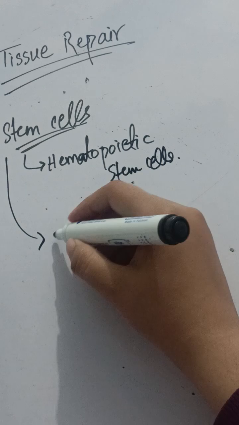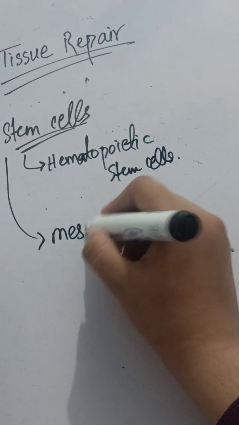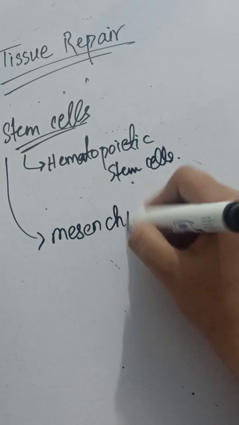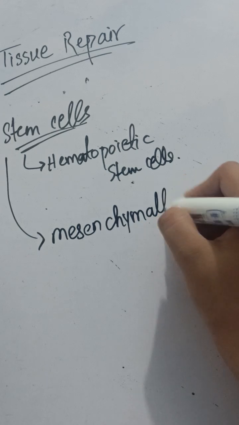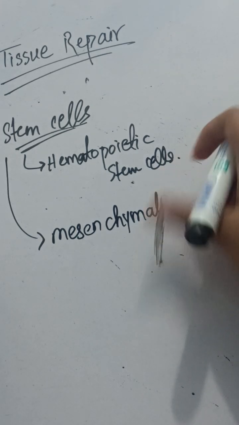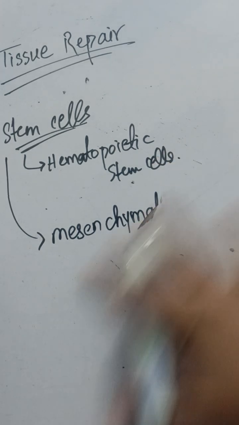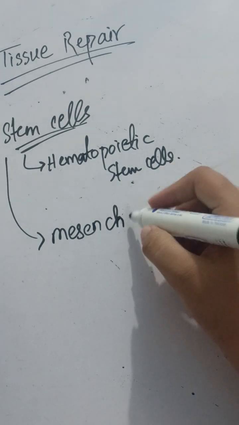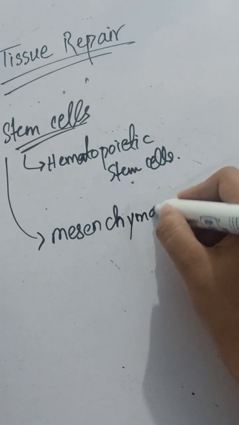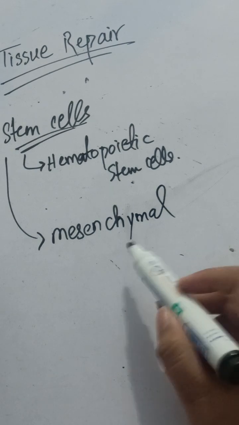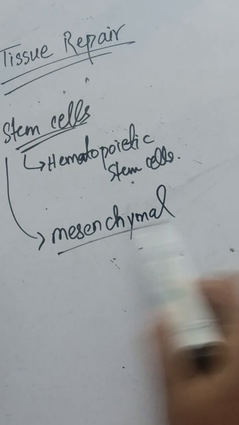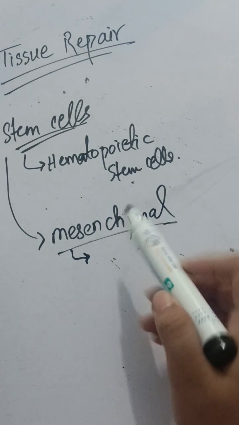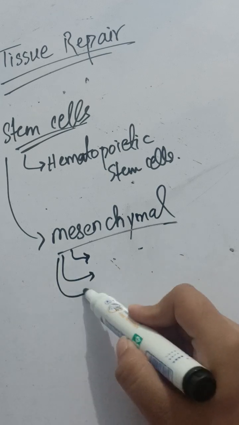The second type of stem cells present are the mesenchymal stem cells. Okay, these kinds of stem cells differentiate and become three types of cells.